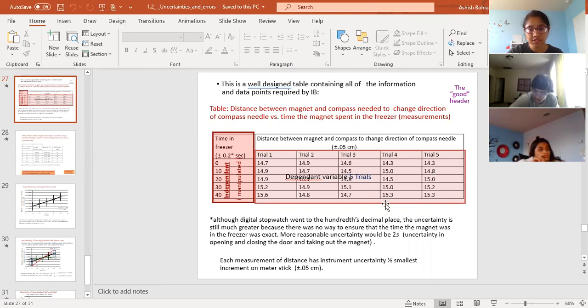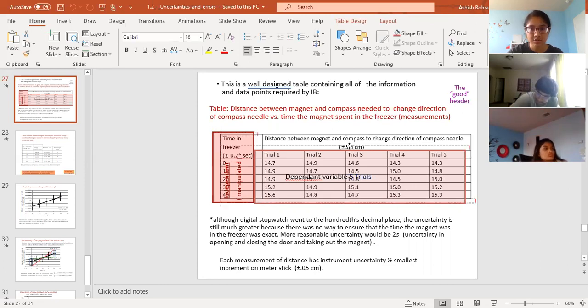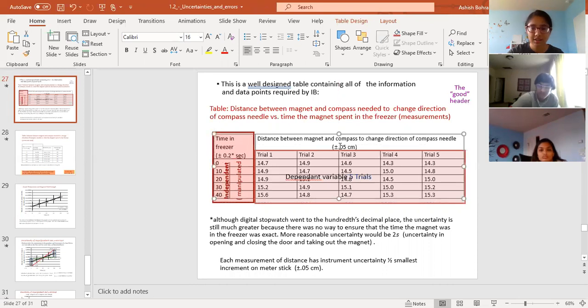Okay, and so for the uncertainty, I know here it says 0.05 centimeters, and earlier I know we were confused about whether or not to use this given uncertainty or the one that we calculate. I think we use the one that we calculate. I think that's the one, right?